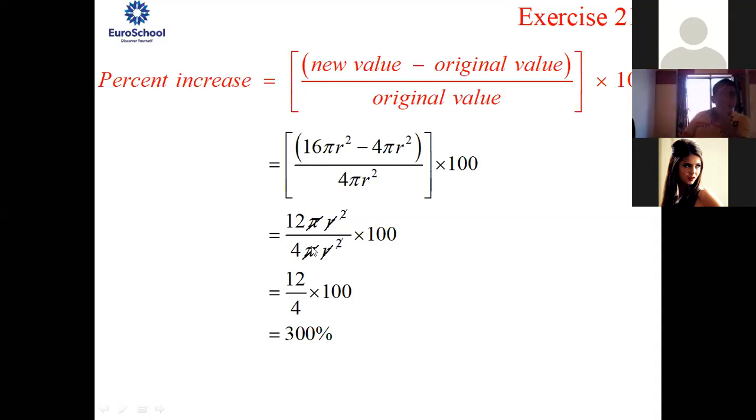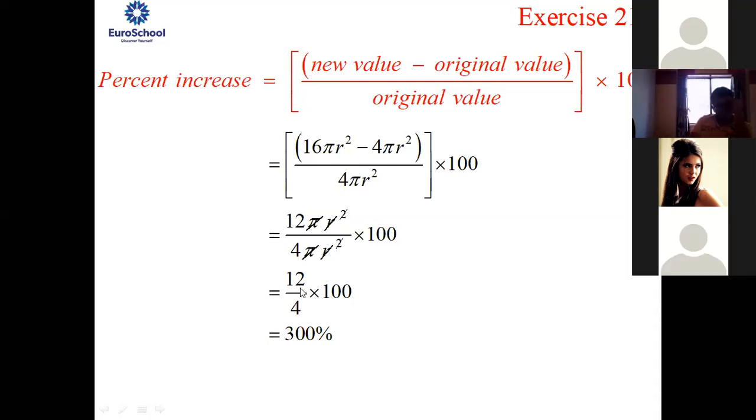Now pi is common in numerator and denominator, and the operation is multiplication, so you can cancel pi throughout, and r square is common, so r square also can be cancelled. And what is 12 upon 4? It is nothing but 3. So 3 into 100 will be 300% increase. Is this clear? Yes, ma'am. Got it? Okay.